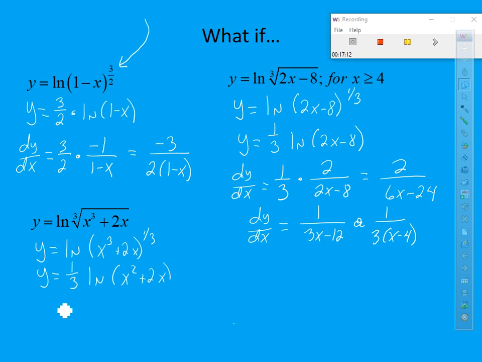Now this derivative then is going to be, I've got the 1/3 out front times the derivative of what you see. So it looks like a, oops, that should have been an x cubed in there. So the derivative of what I see is 3x squared plus 2 over what you see, x cubed plus 2x.